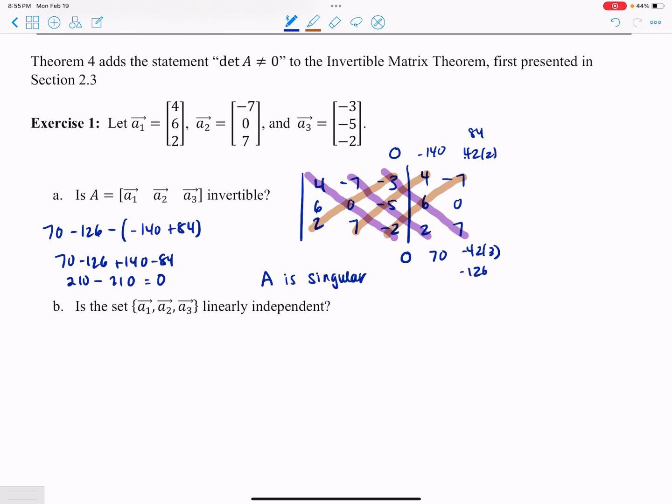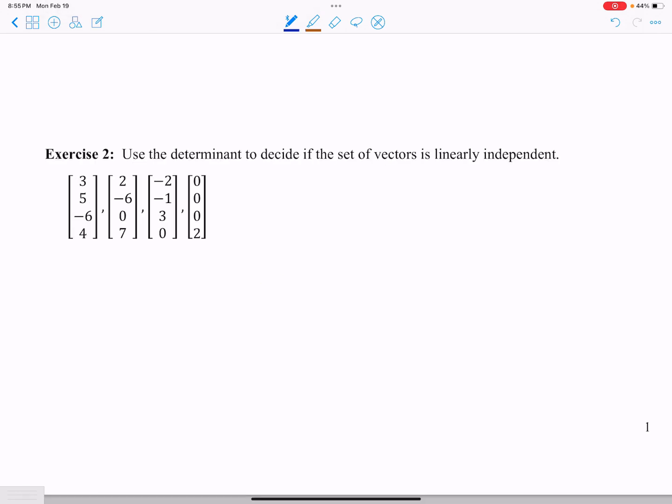Part B says, is the set linearly independent? So the columns of my matrix A cannot be independent since the determinant is 0. So same idea, I just have 4 vectors in R4. I want to know, is this set linearly independent? So again, the first thing you should do when you're asked if a set is linearly independent or not is just to look at them, see if you can see a dependency relationship.